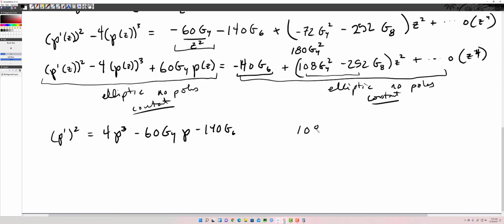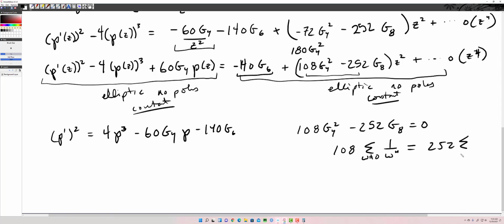In other words, 108g4 squared minus 252g8 has to be 0. In other words, 108 times this funky series equals 252 of this funky series. That's weird, right? Not only that, you can see that there's going to be infinitely many terms here.